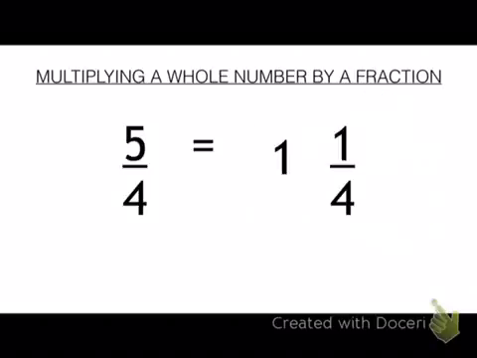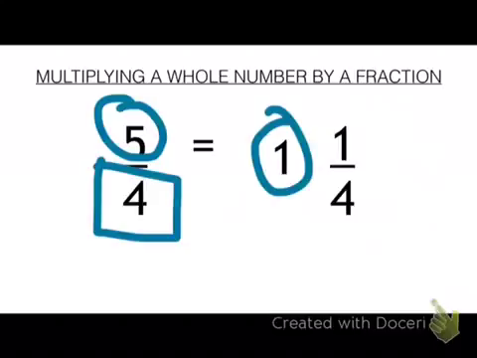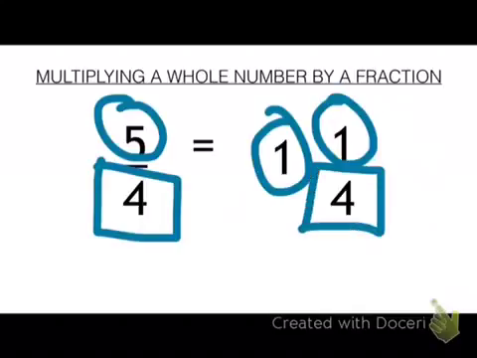Step 3. Change the improper fraction to a mixed number. To change the improper fraction to a mixed number, we have to divide the top number by the bottom number. We know that 5 divided by 4 is 1, and we have 1 left over, or remainder 1, and our denominator will stay the same. So our mixed number will be 1 and 1/4.